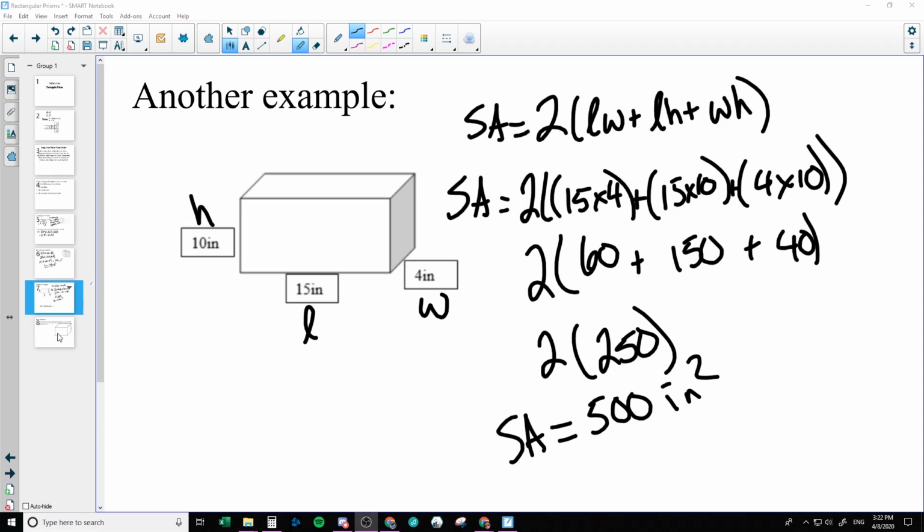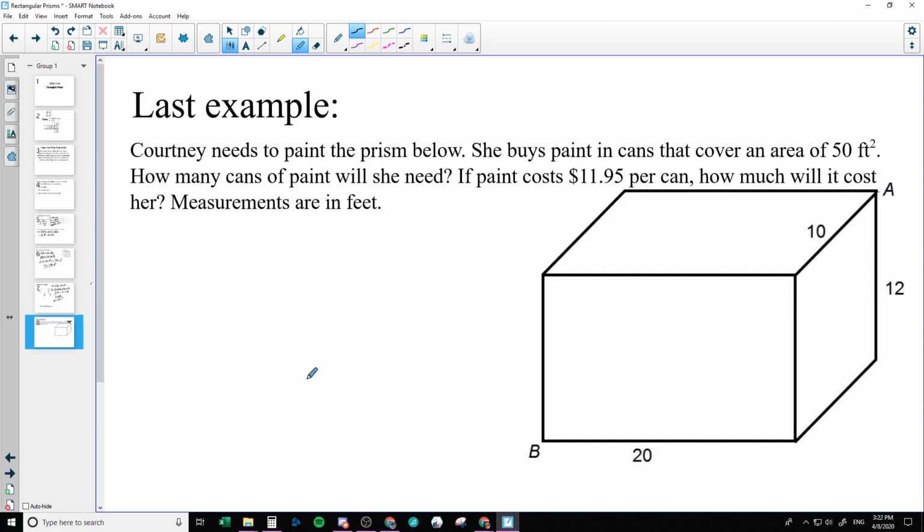Okay, so last question, last example for us to do. This one uses some of the skills from earlier in the course, and combines it with surface area. So it says Courtney needs to paint the prism below. She buys painting cans that can cover an area of 50 square feet per can. How many cans of paint will she need? If paint costs $11.95 per can, how much will it cost her? All measurements are in feet.